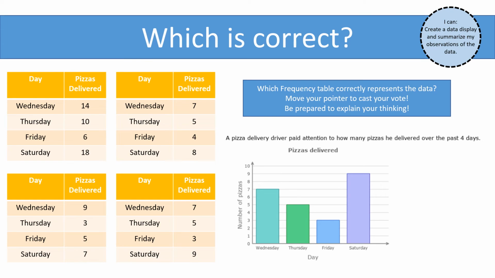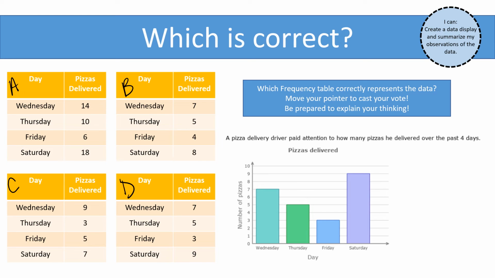So I want you to look at this one. We want to know which one is correct. Which frequency table correctly represents the data? Move your pointer to cast your vote. So I'm going to give you choices. We have choice A, choice B, choice C, and choice D.